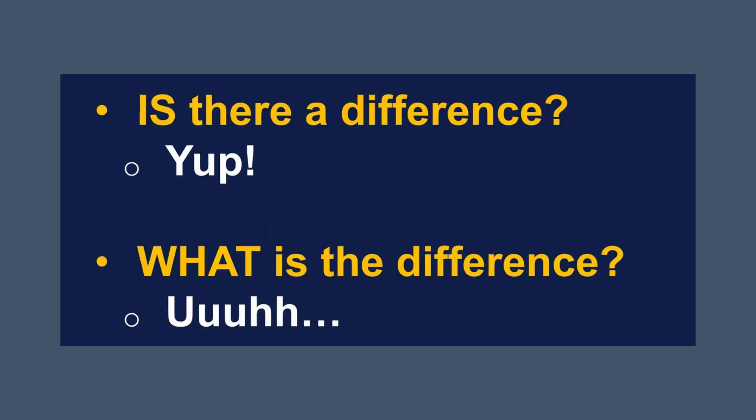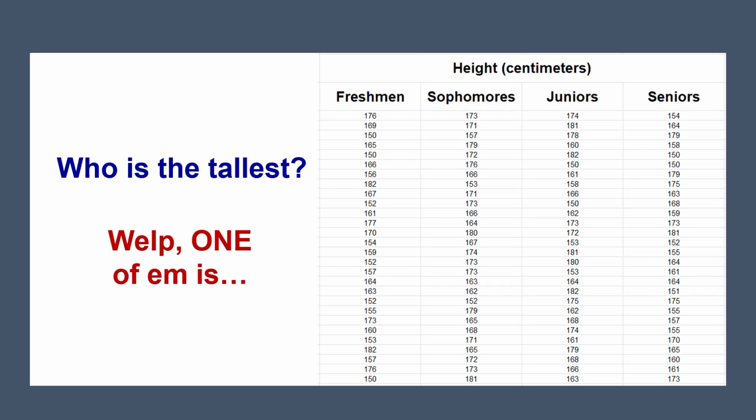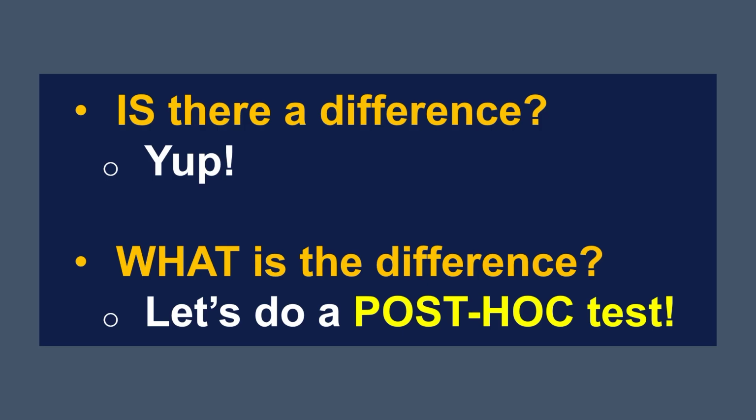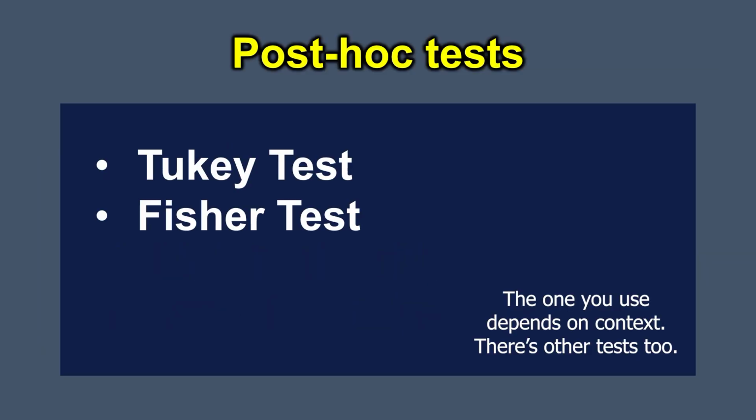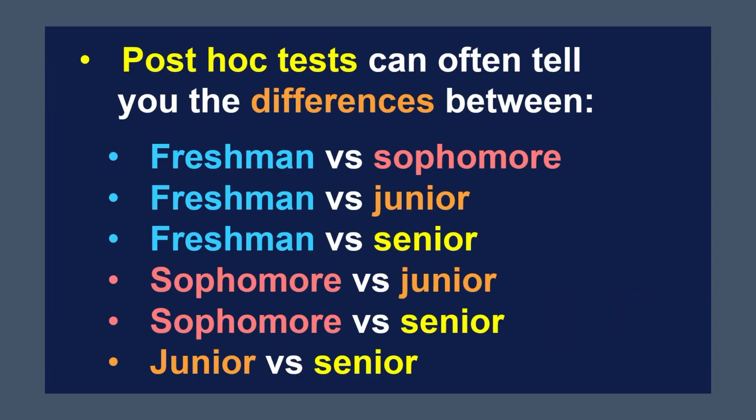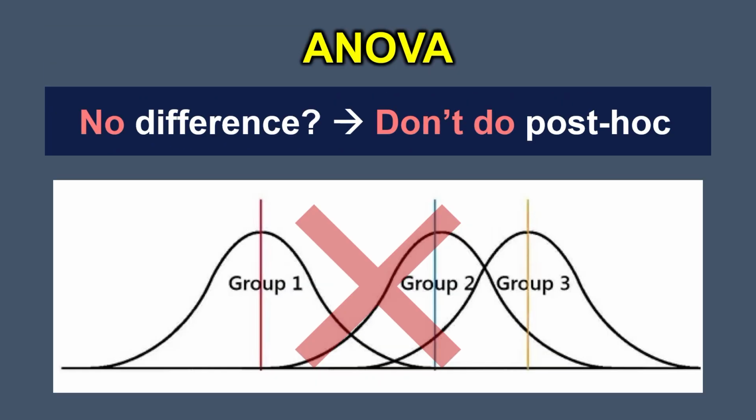But here's the thing about ANOVAs. Once the test is done, they only tell you if there's a difference between the 4 groups. They can't tell you where that difference is. So all you know is that one of the grades is taller than another one. Great, which one is it? Well, to find out, you also need to do something called a post hoc test. Some common ones include the Tukey, Fisher, Dunnett, or Scheffe test. These tests will tell you which groups are different from each other, like whether seniors are taller than juniors, juniors are taller than sophomores, and so on. If you do an ANOVA and find that there's no difference between the groups, then you don't need to do a post hoc test. There'd be no point.